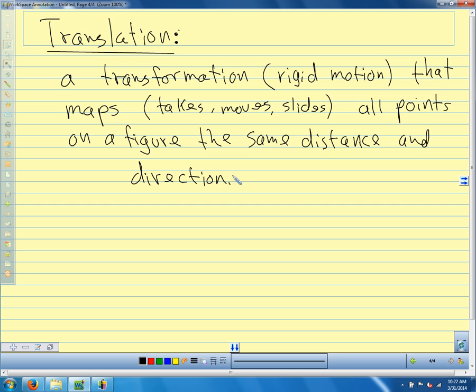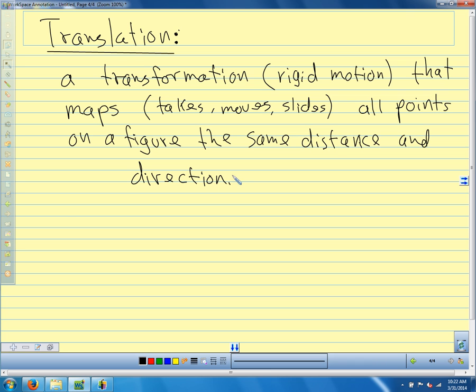So what we're saying is if we take this rectangle and we want to translate it, all the points on the rectangle are moving 7 inches that direction. That's what we're saying. So this corner doesn't move a different distance than this corner. They both move 7 inches. And they both move in the same direction. If they moved in different directions, we end up stretching or changing the rectangle somehow. So a transformation is a rigid motion that maps all points on a figure the same distance and the same direction. So we're just moving everything the same distance, same direction.